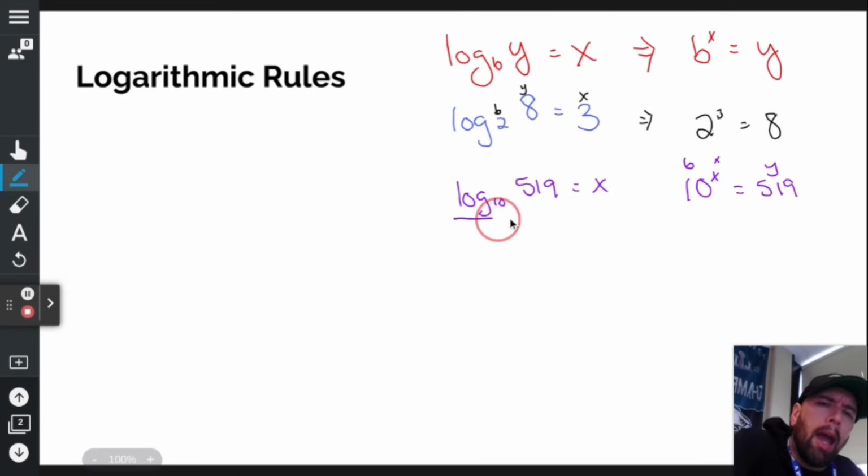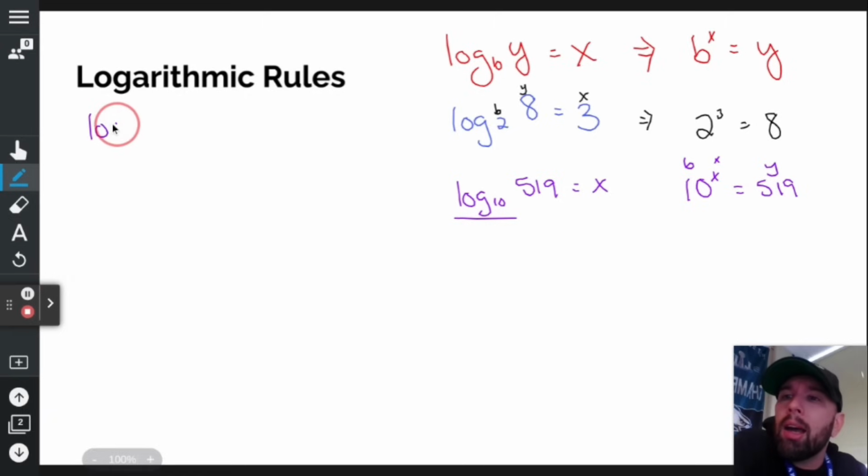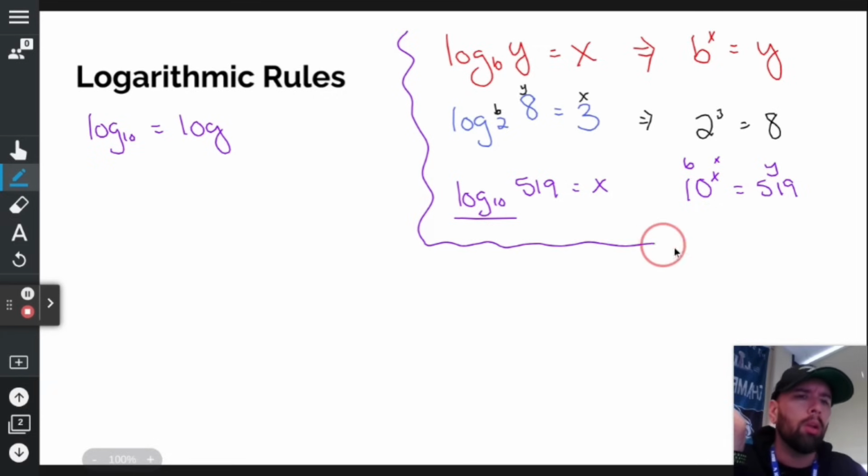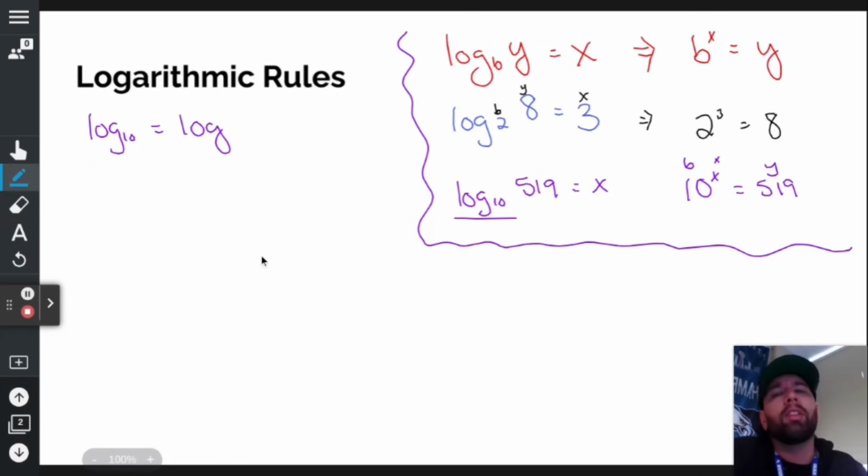And you might be thinking, how would we use our calculator to solve that? Log base 10 is the same as log. Same exact thing. So the regular looking log in your calculator is also known as log base 10. Now this is the primary log rule that we have. This is you switching from exponential to logarithmic and vice versa.